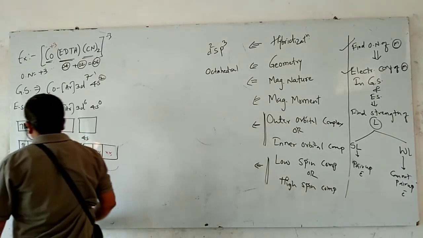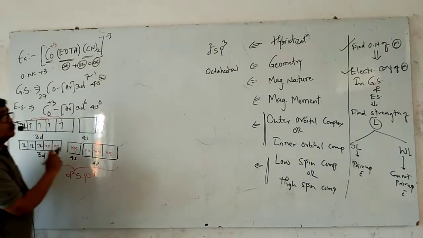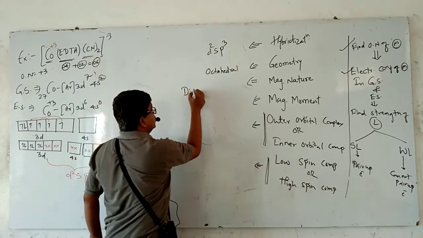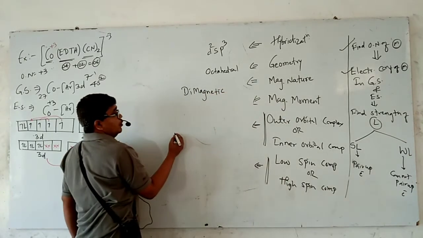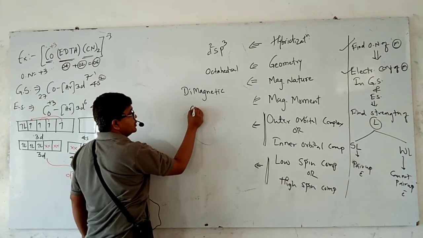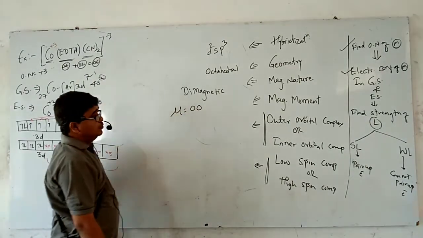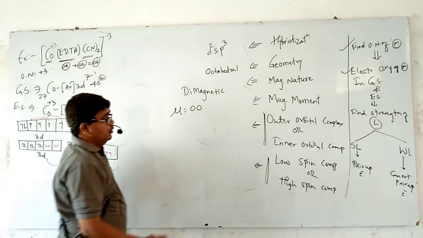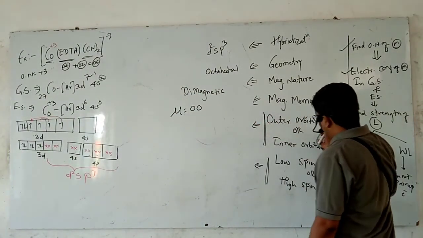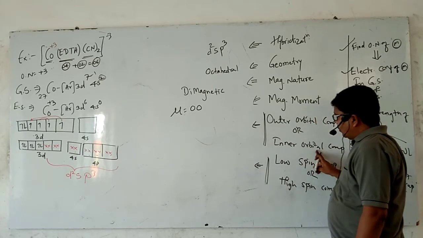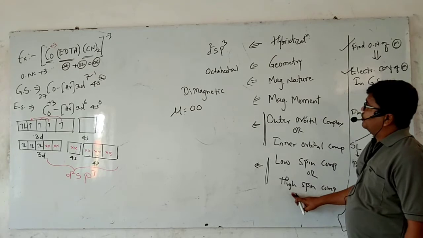Now magnetic nature. All the electrons are paired, so the magnetic nature is diamagnetic. Magnetic moment: for diamagnetic complexes, the magnetic moment mu is always equal to 0. The last 2 points are whether the complex is an outer orbital complex or an inner orbital complex, and whether the complex is low spin or high spin.